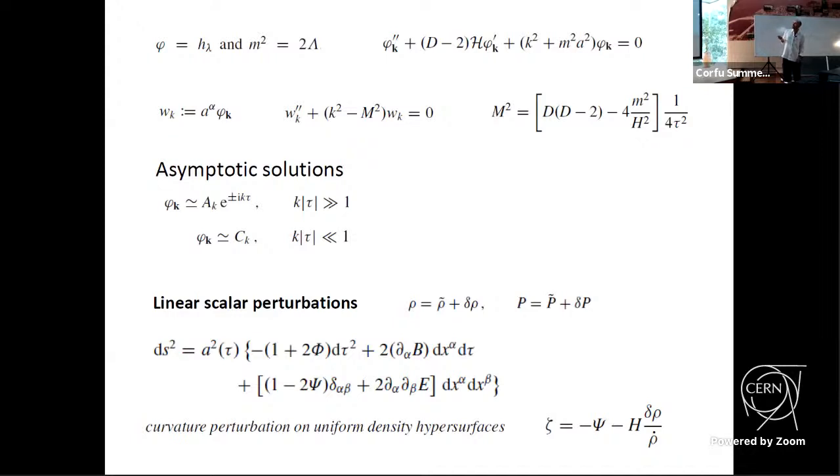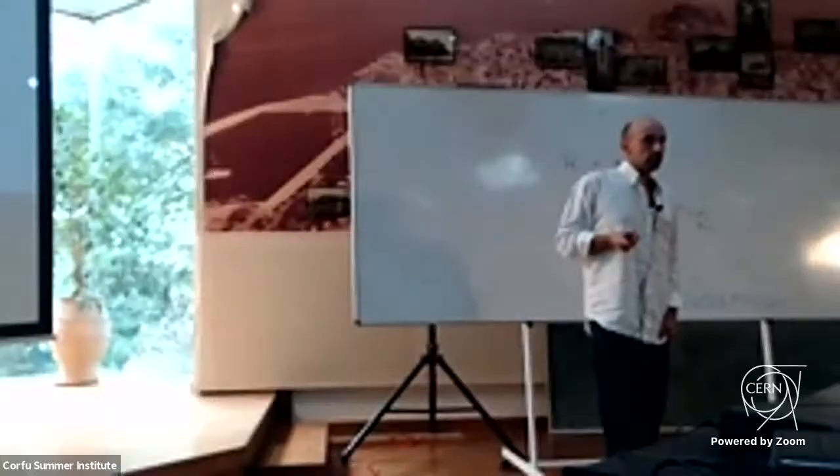And notice that it's easy to show that tau is nothing but the co-moving Hubble radius.